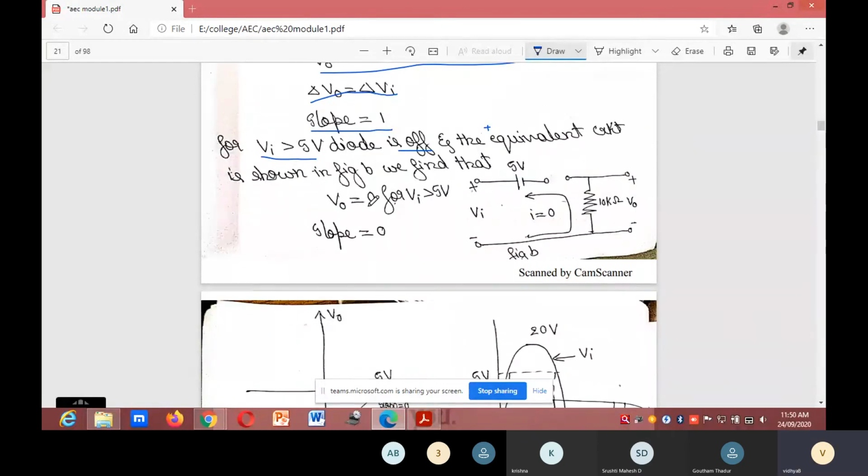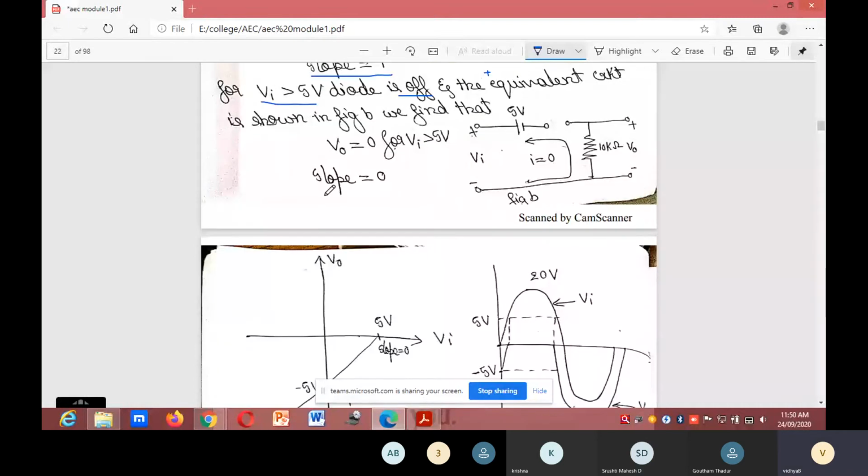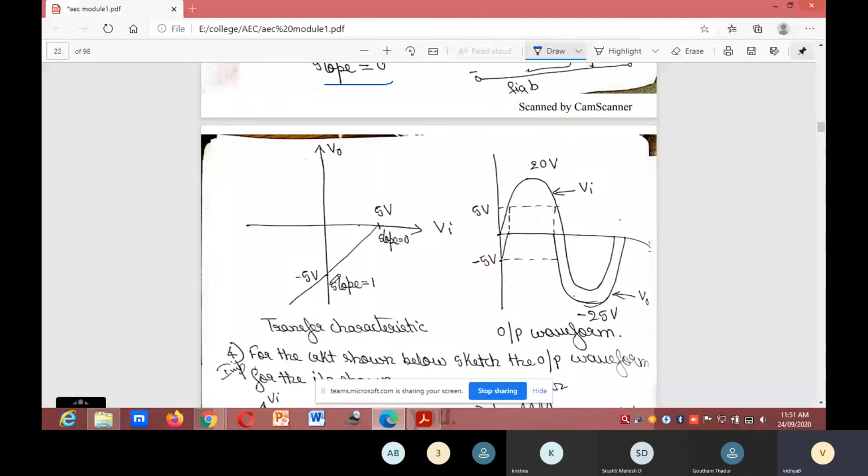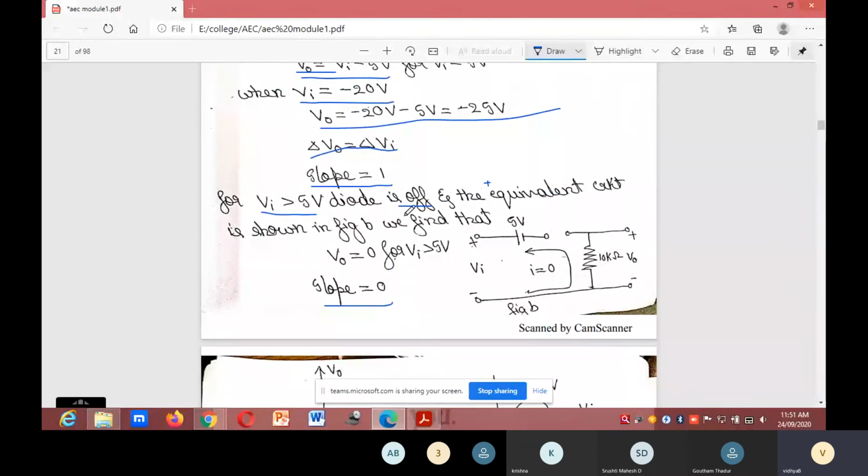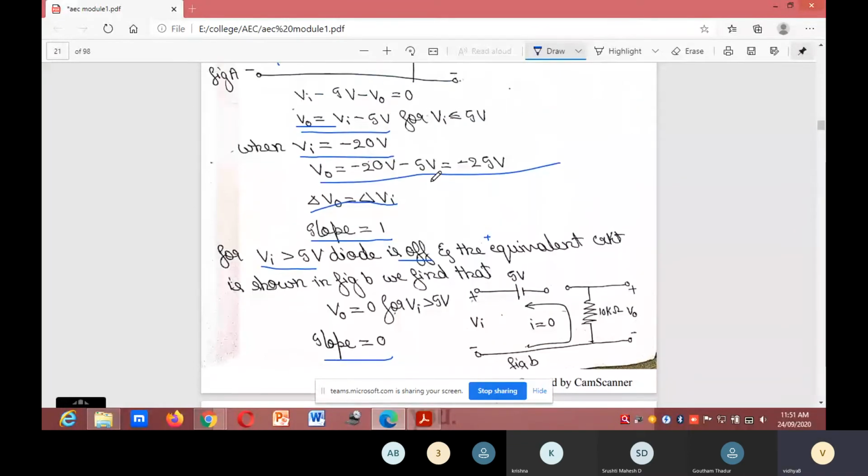Output, what you will get? V0 is equal to 0, so the slope will be 0. We need to draw the transfer characteristics. What did we get? For the transfer characteristics, there are 2 conditions.